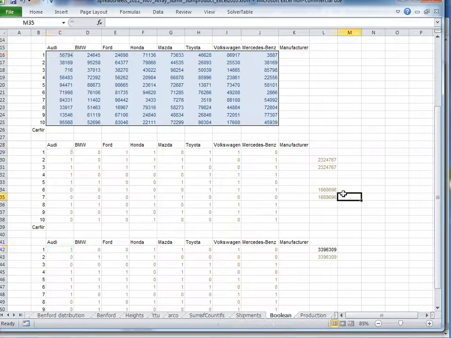But we're going to return to sumproduct later, because we want to do something really fancy with it. This is like an introduction to a very complex use of sumproduct. We'll come back to it.